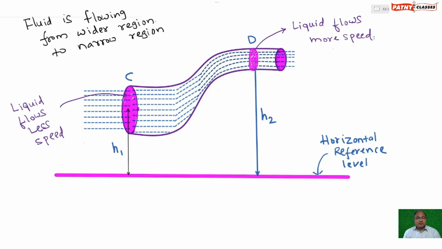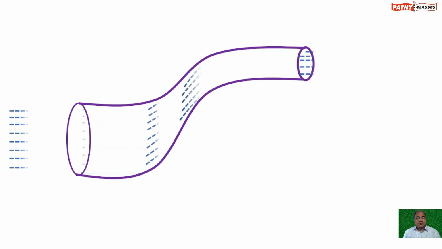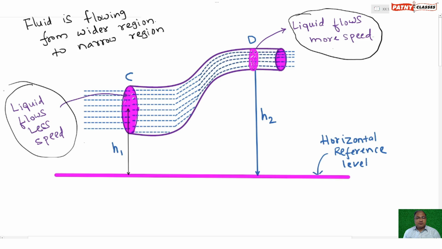As the fluid is flowing from the wider region to the narrow region, at the narrow region the liquid has more speed. You see, this is the narrow region and here the liquid has more speed. The region C is wider, and at the wider region the liquid flows with less speed. So the speed of water, or of any other fluid flowing through this non-uniform tube, is not the same at both ends. The speed of water at regions C and D is different. This can be understood with the help of Bernoulli's principle and Bernoulli's equation.